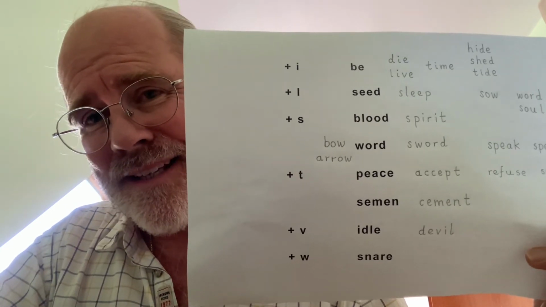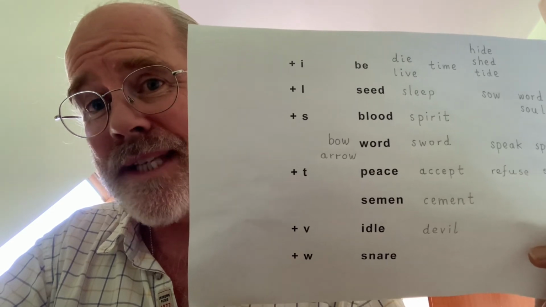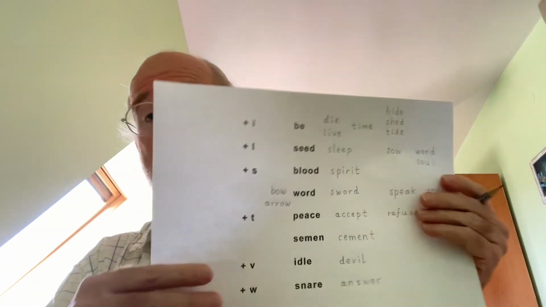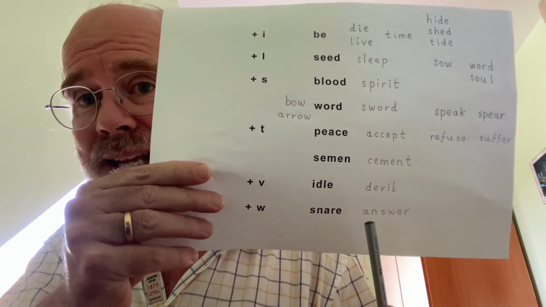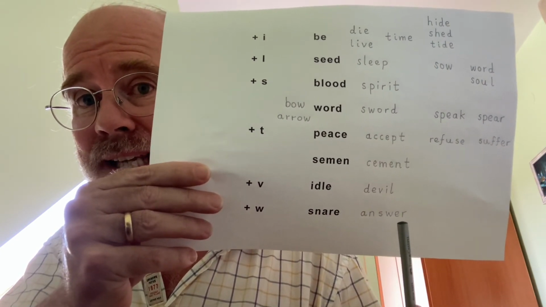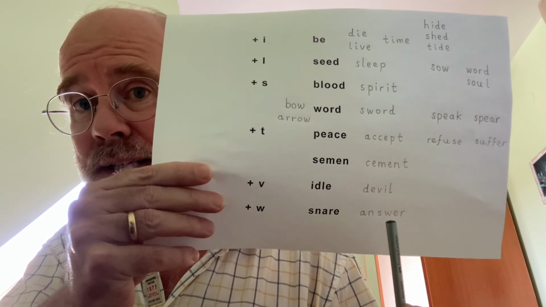And the last connection I wanted to look at today involves the addition of the letter W. If I add W to snare, which is a trap, I get answer. Answer, with the addition of the letter W, contains snare. Do you see? S-N-A-R-E, with the addition of the letter W.